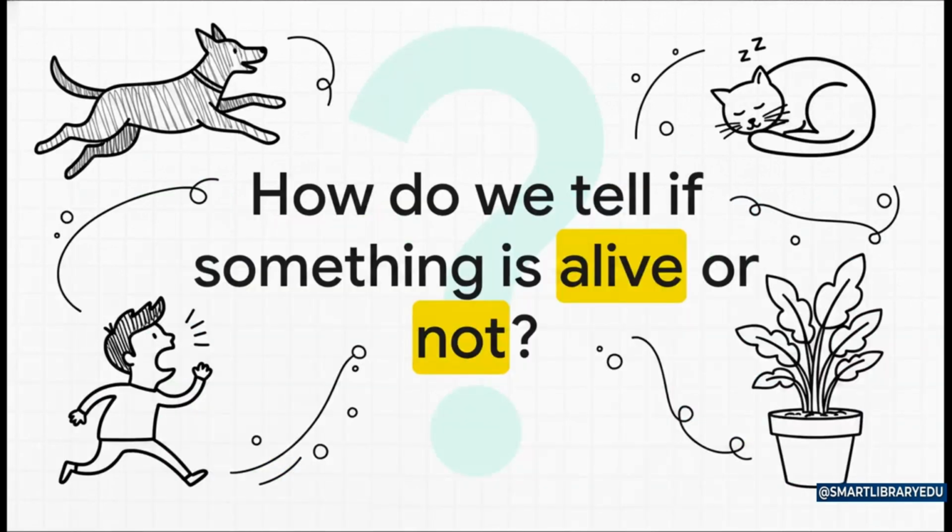I mean, it seems easy. You see a dog running around, a friend laughing, you just know they're alive. But what about when that dog is totally crashed out, fast asleep? Or what about that houseplant sitting in the corner? The usual signs, well, they aren't always so obvious, are they?